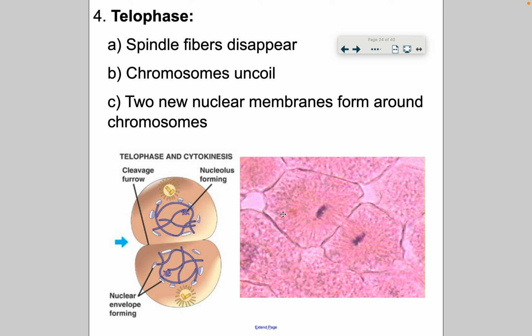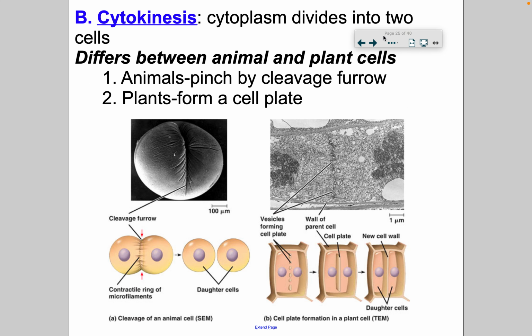So here we have an animal cell again, and our chromosomes are going to start to uncoil and become spaghetti-like again, and it's just about ready to pinch into two, which leads us to the second stage of the mitotic phase, which is cytokinesis. The cytoplasm divides into two cells.